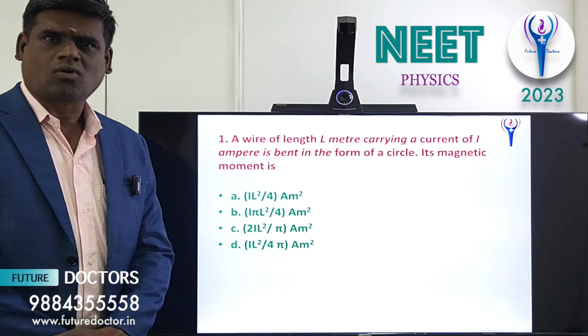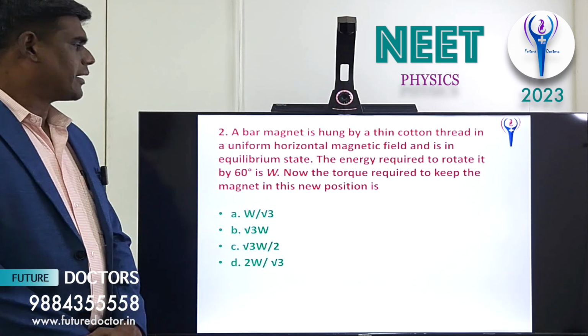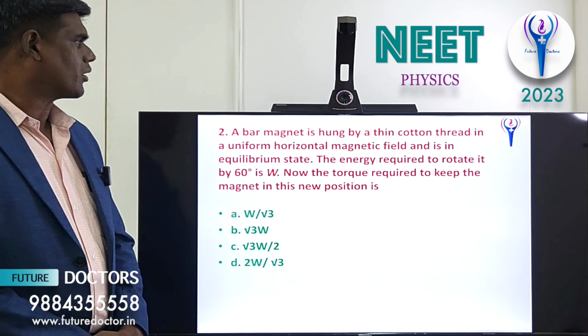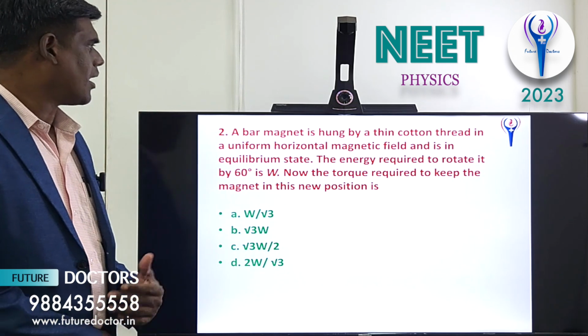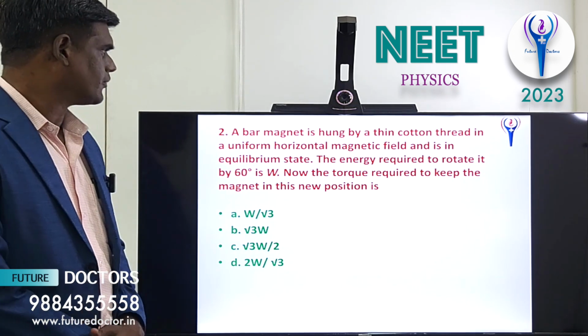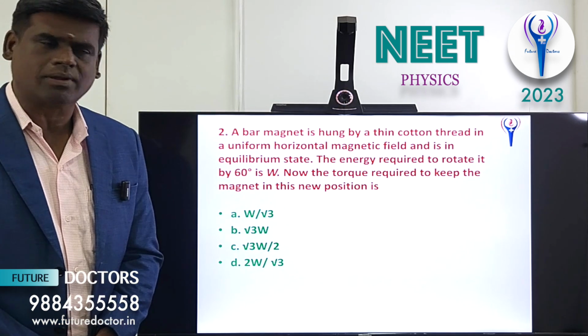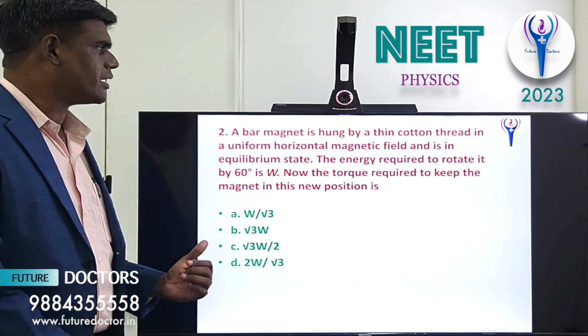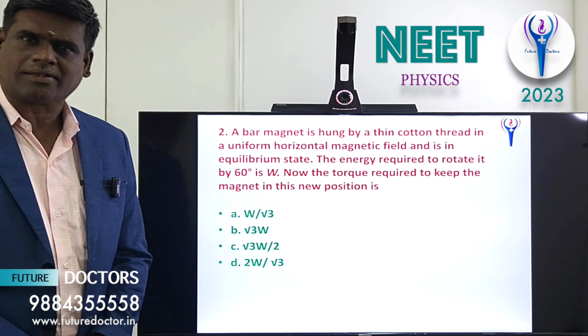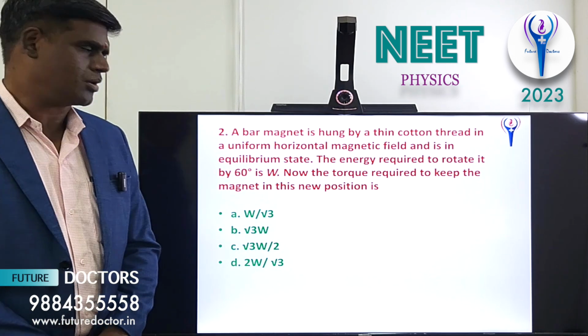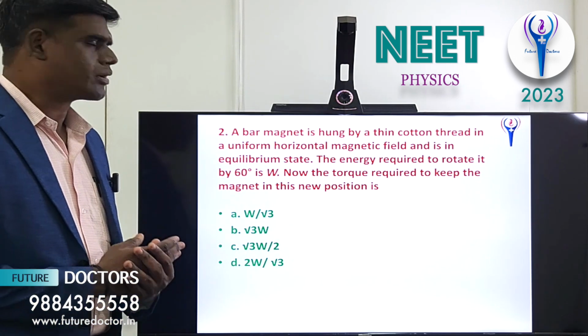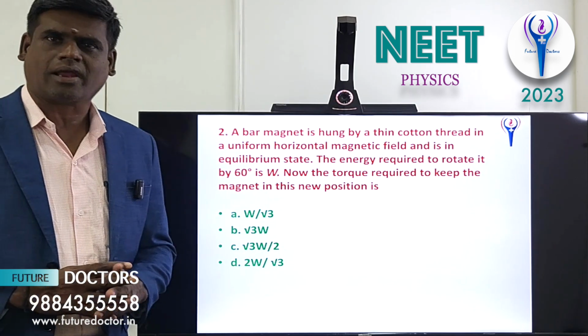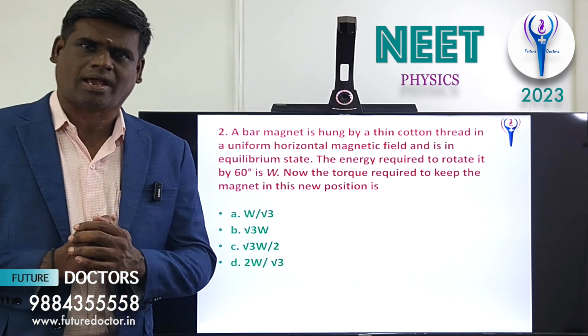Let's move to question number 2. A bar magnet is hung by a thin cotton thread in a uniform horizontal magnetic field and is in equilibrium state. The energy required to rotate it by 60 degree is W. Now, the torque required to keep the magnet in its new position is dash.